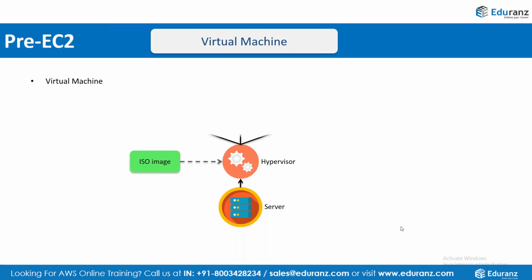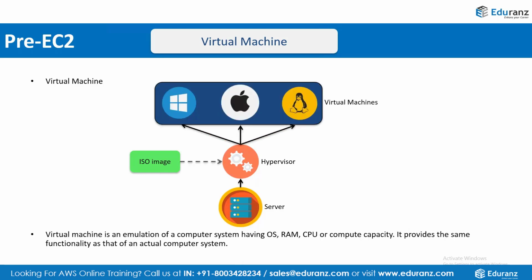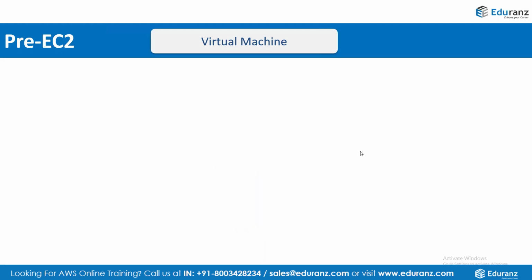And from the hypervisor, again, we can deploy any particular virtual machines running in their own configuration. That means we can choose Windows, we can choose Linux or the Mac. Mac is again still restrictive to the Mac hardware. But again, the concept remains the same, because here we can simply emulate the computer having its own OS, RAM, CPU, computation capacity, where we can use it as a complete physical server.